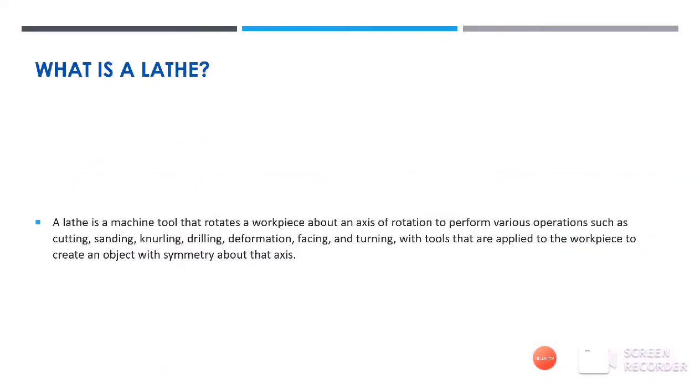Today I would like to present about the lathe manufacturing process. What is a lathe? A lathe is a machine tool that rotates a workpiece about an axis of rotation to perform various operations such as cutting, sanding, milling, drilling, deformation, facing, and turning, with tools that are applied to the workpiece to create an object with symmetry about that axis.